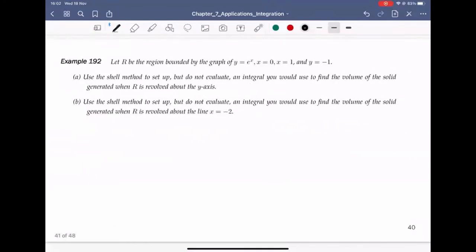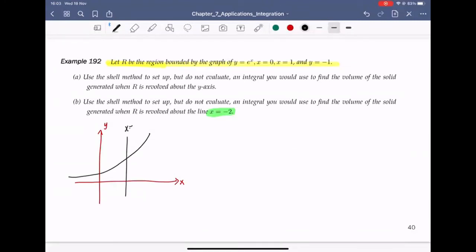All right. Let's do example 192. This is an interesting one again, because now we are going to look at some problems where you need to rotate something about an axis different from the x or y axis. So let R be the region bounded by this graph. Okay, let's draw it first. y equals e to the x. Good. x equals 0. Good. x equals 1.